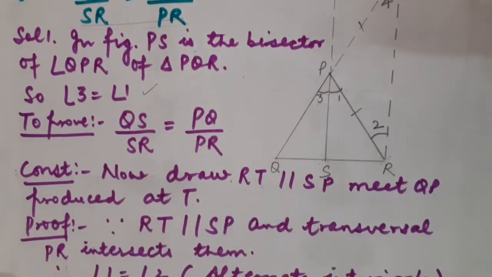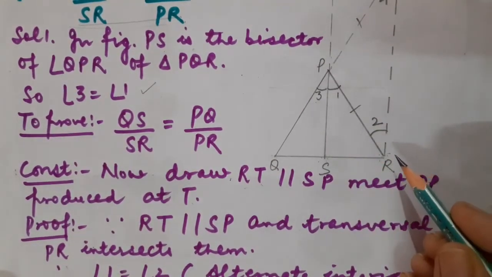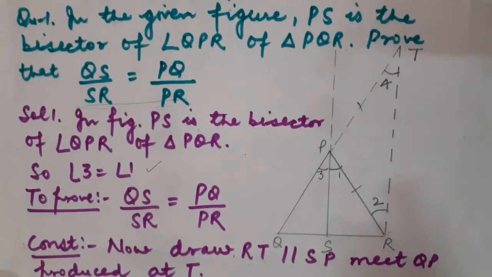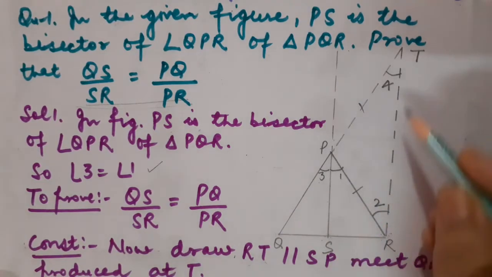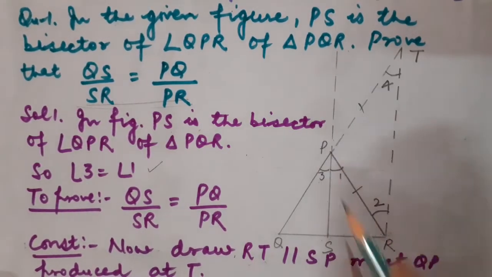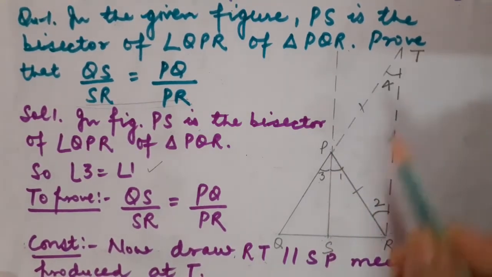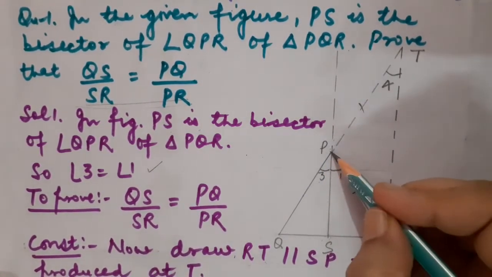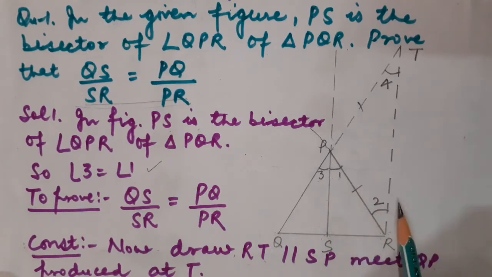Okay. Now in the proof, what do I have to do? Because here I have taken in construction that RT, this dotted line, is parallel to SP. If RT is parallel to SP, then can I say that PR will be the transversal line? Of course. SP and RT both are parallel. So definitely if I extend it, this PR will act as a transversal line. So if PR is a transversal, can I say that angle 1 is equal to angle 2? Why? Because they both are alternate interior angles.